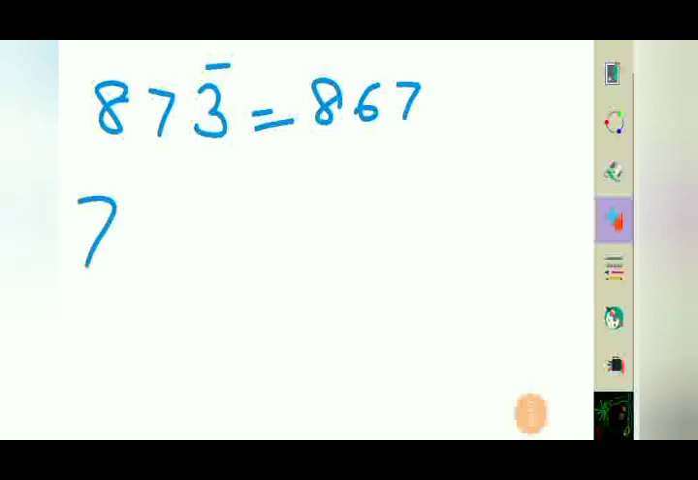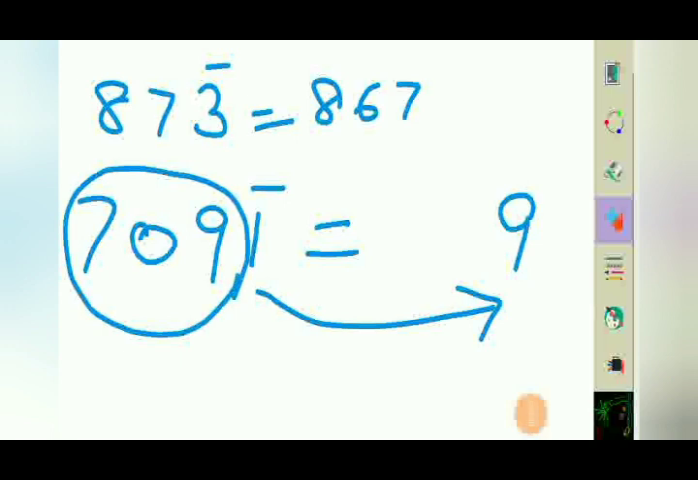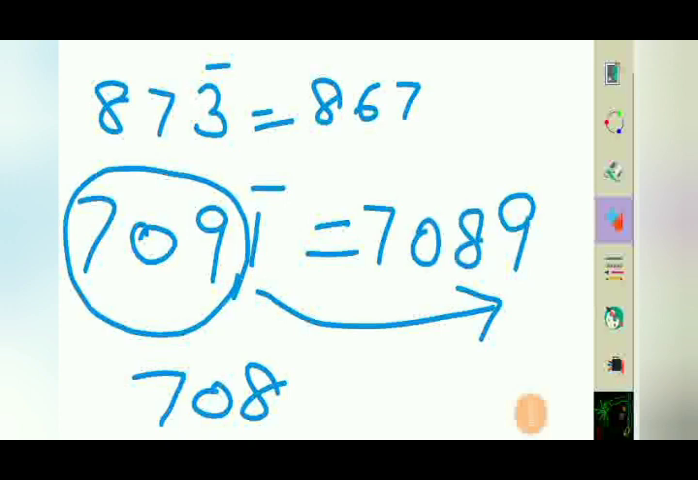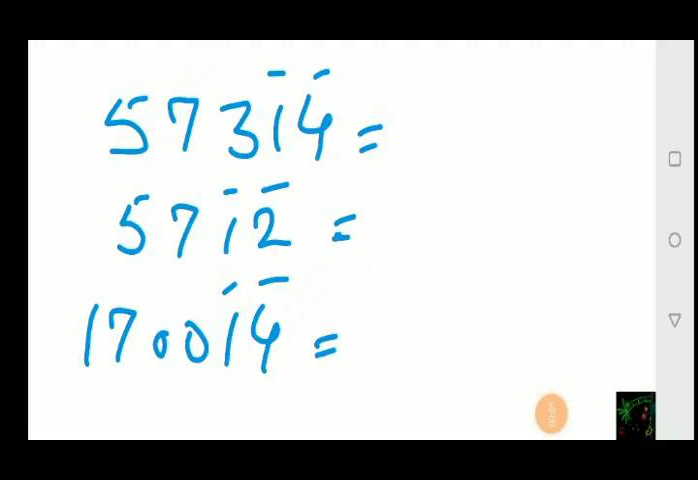Now let's take an example. I am having 7091 with bar at 1. Let's see all from 9 and last from 10. Now there is one column only at 1. So 1 will be subtracted from 10. We are getting 9 and 709 will be 1 less. So we will be getting 7089. Clear? 7089 we are getting. Let's take some more examples.